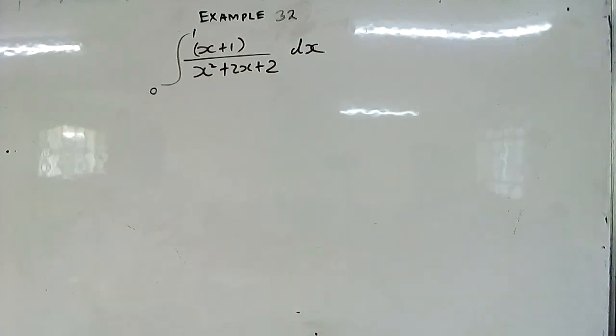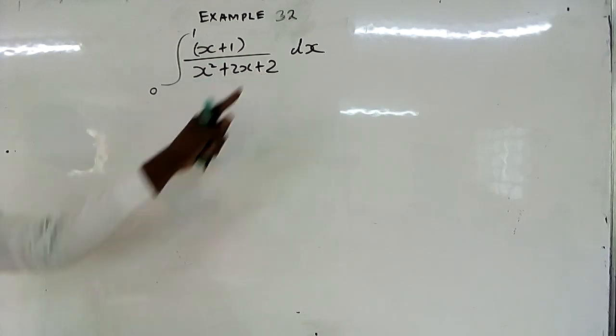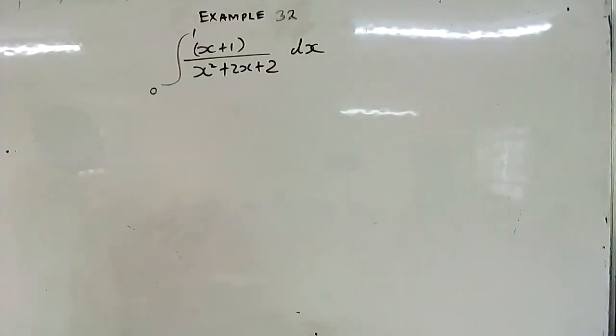Evaluate the integral from 0 to 1 of (x plus 1) dx over x squared plus 2x plus 2. The first thing, when you see such cases, is to test if it is an algebraic substitution. You first test for algebraic substitution before you go to the extent of resolving into partial fractions. Are we together? So how do we test that it is an algebraic substitution?